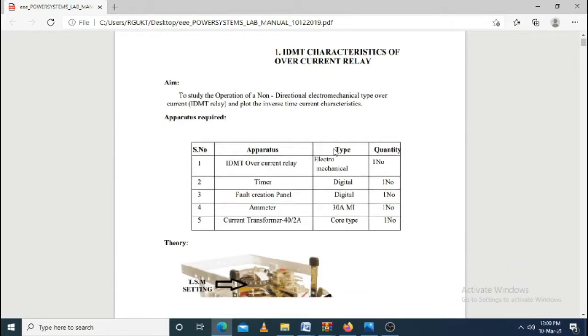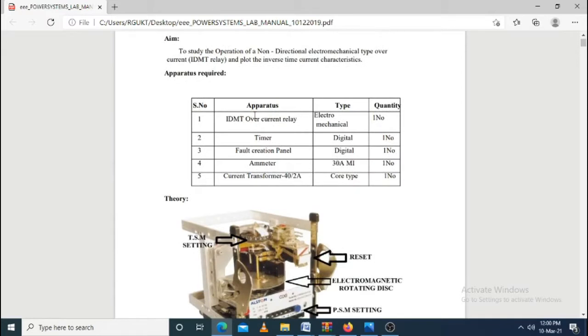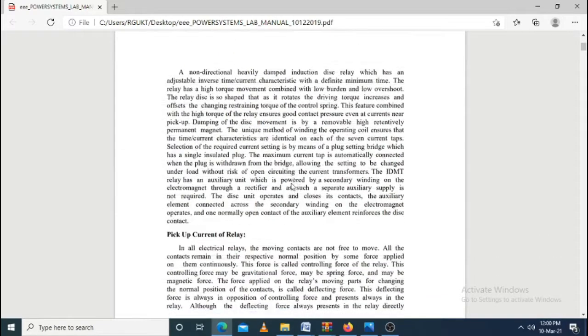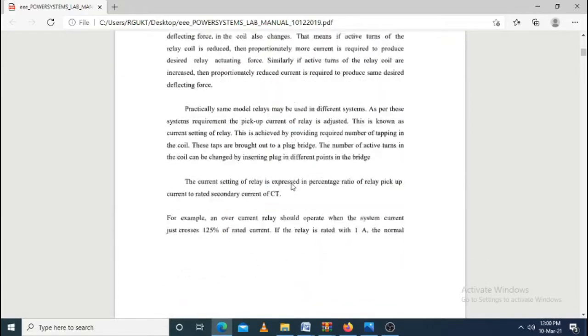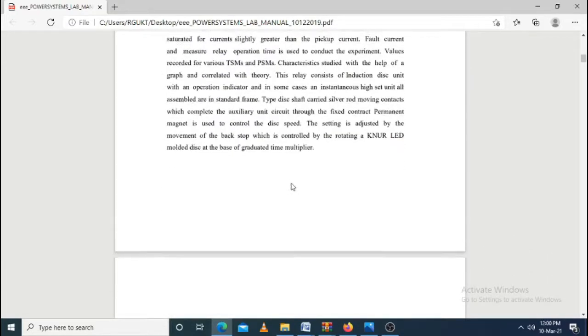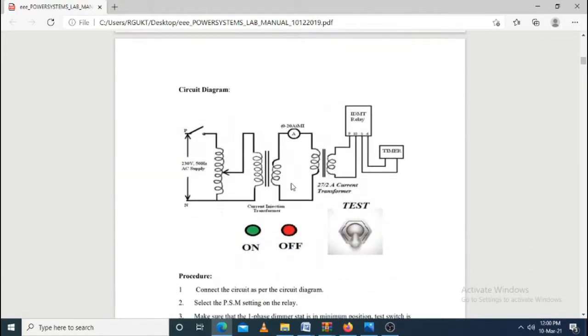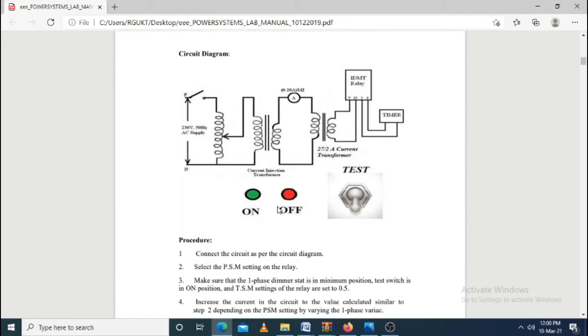The main components required are an IDMT relay and timer, fault creation panels, ammeters and a current transformer. Here the current transformer is 40 by 2 amps. So here is the theory. This is the circuit diagram. The on switch, off switch and test switch are present in the panel.